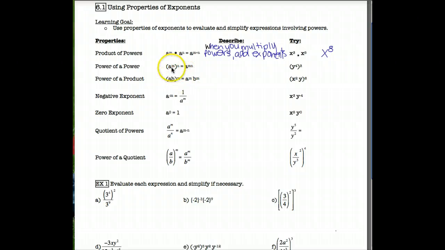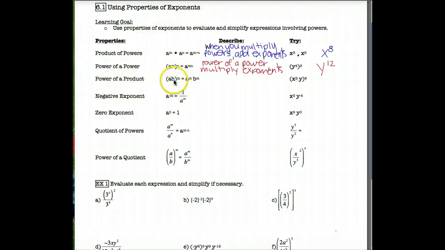Next, I have power of a power. So we're taking a power and raising it to another power. For these ones, the rule is for a power of a power, you're going to multiply the exponents. So that's what we see happening to the left. On the right, we are going to do that. We take those two exponents and we multiply them together. 4 times 3 is 12, so y to the 12th would be that answer.